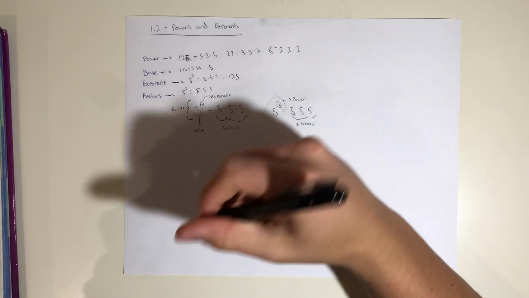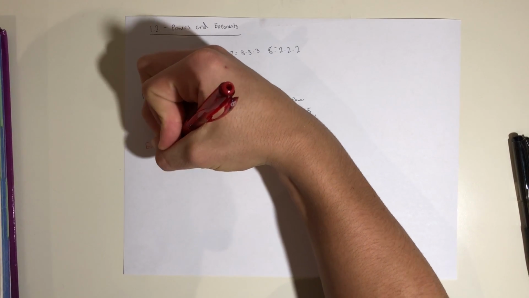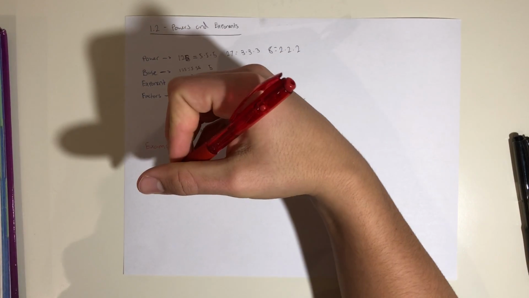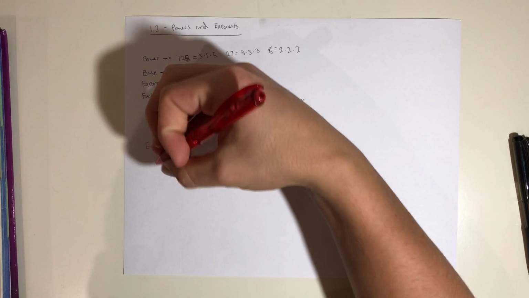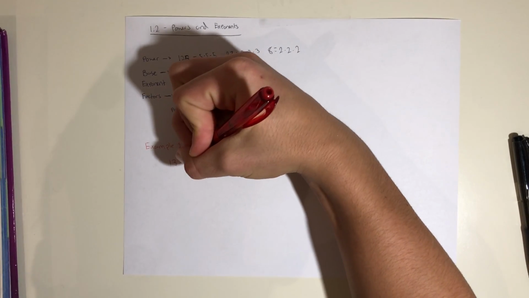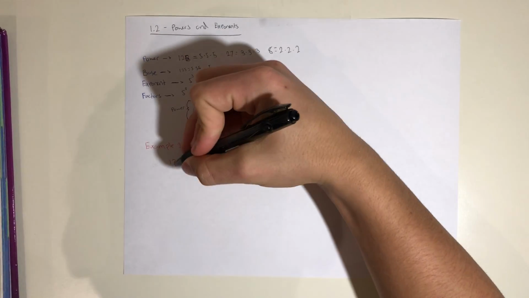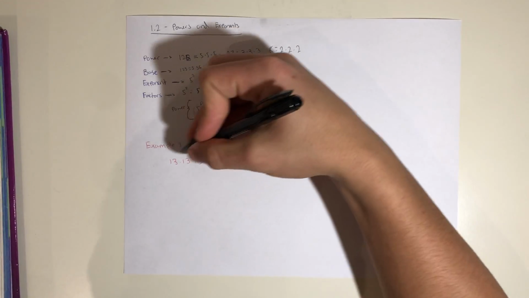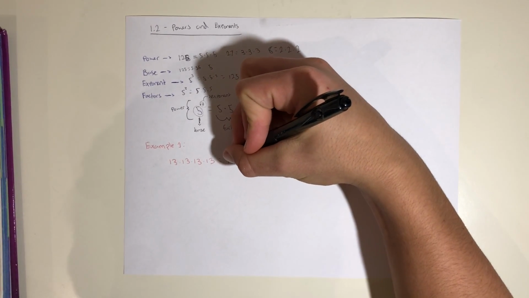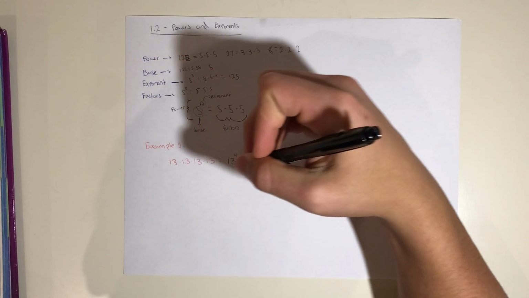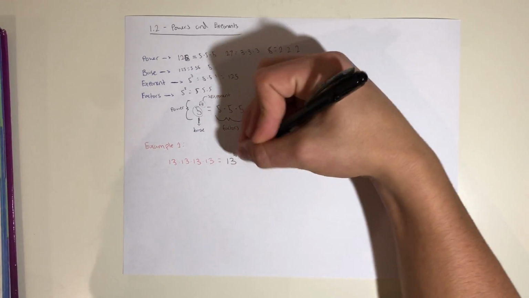So let's do some examples. Example 1. You're just writing the product using an exponent. So let's say we have 13 times 13 times 13 times 13. These are all factors. 13 is a factor. There are 4 factors, and we would get 13, which is the base, to the 4th exponent because there are 4 factors. An exponent is just the amount of factors there is. And then this whole thing is the power.